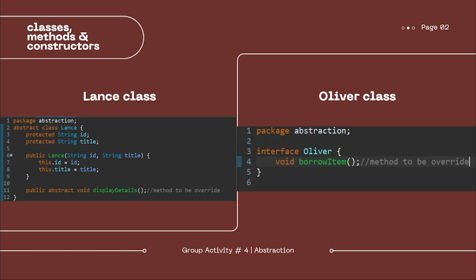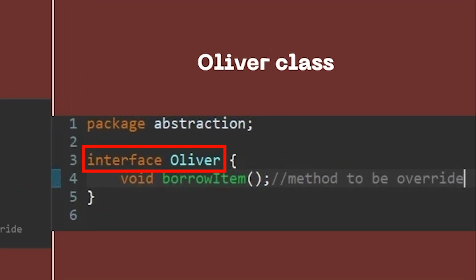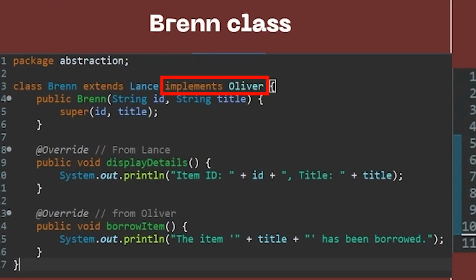And so, I am John Oliver Valenzuela, and I will explain the interface class overriding. Here in our code, we created an interface class called Oliver, and it has an abstract method called borrowItem. At the moment, the method borrowItem does not do anything because we don't have a method body. But then, the method will be overridden in the Brenn class. As you can see here, we first implement the interface Oliver and create a method that has the same name as the abstract method inside the interface class.